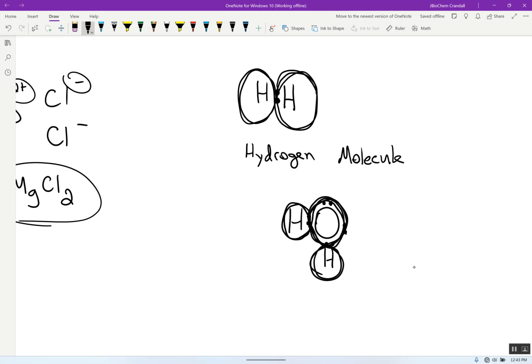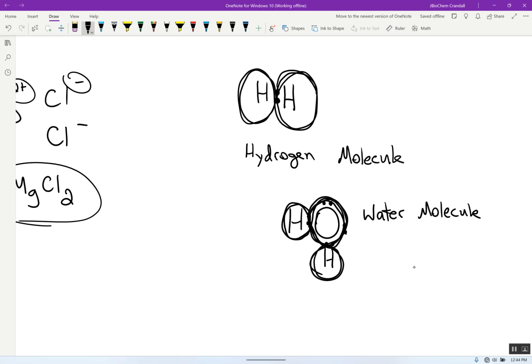So we would say that this is a molecular compound because it is covalently bonded. So this is a water molecule. Okay? All right, so that's a water molecule.